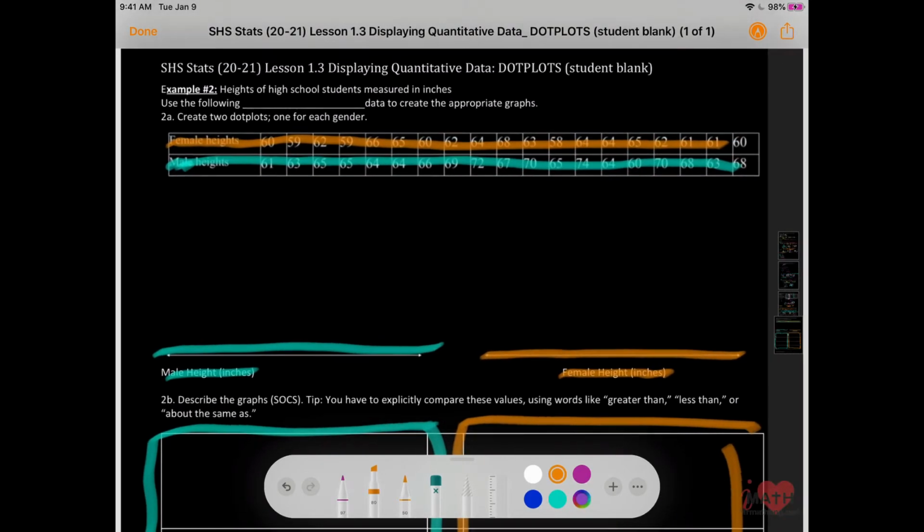Alright, so hopefully you just did it on your own. If you want to do it with me step by step, feel free to do so. And so using the following numeric data to create the appropriate graphs. Alright, so I'm going to do the same thing. I'm probably going to do the males first. And I'm looking for the smallest number there, and I see a 61 and I see a 60. So I'm going to put a 60 down here.